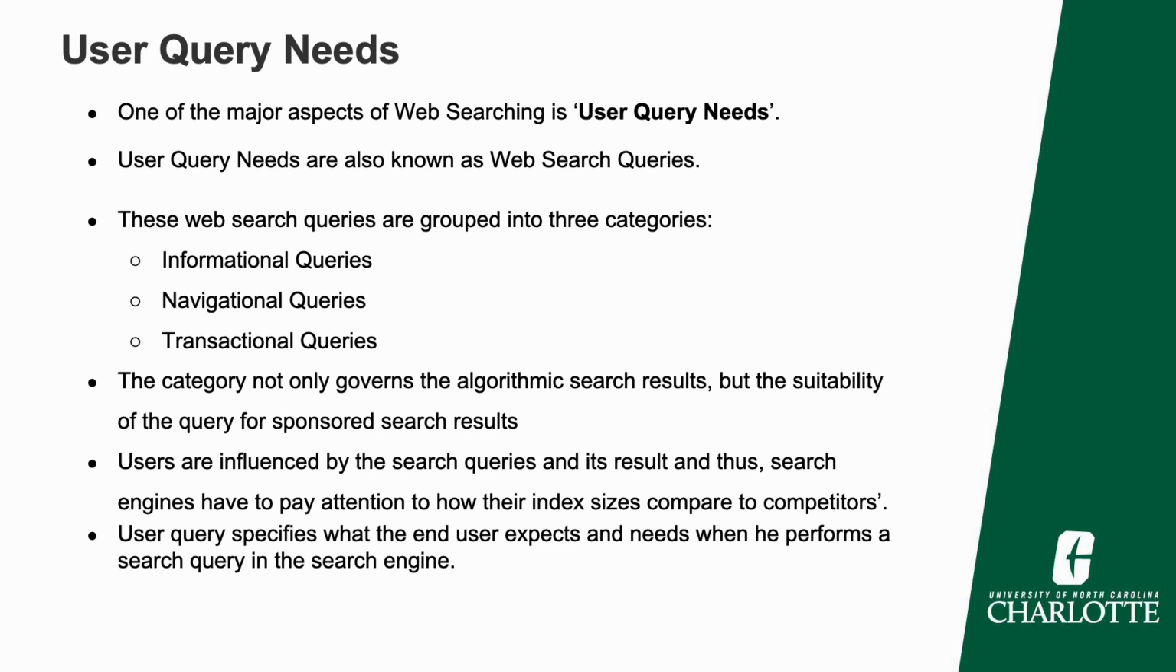The category not only governs the algorithmic search results, but also the suitability of the query for sponsored search results. As in, when a user searches for a query, the search engine has to map that query to a particular category specified above, and it has to return that query. Users are influenced by the search queries and their results, and the search engines have to pay attention to how their index size compares to their competitors. We could guess why Google is one of the most famous search engines right now, as it concentrates mostly on the validity and the correctness of its search results.